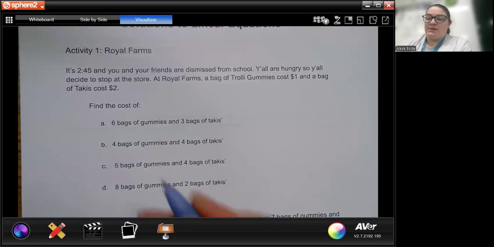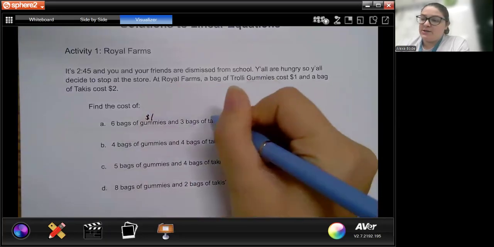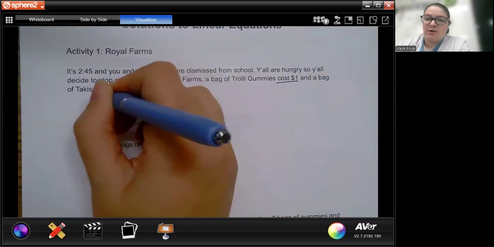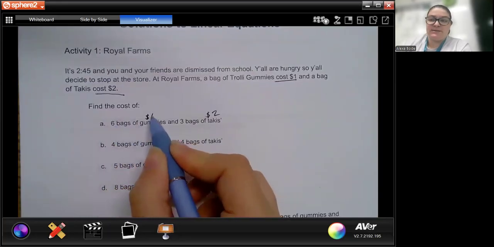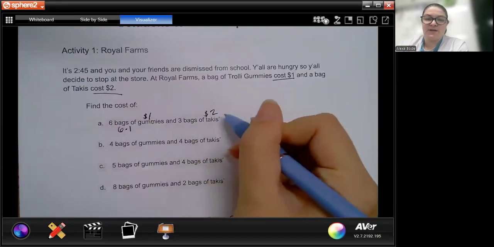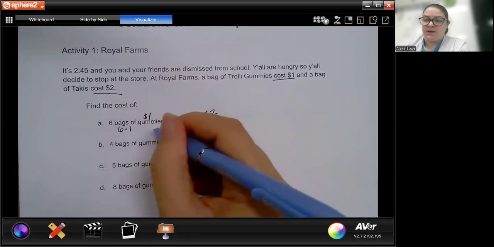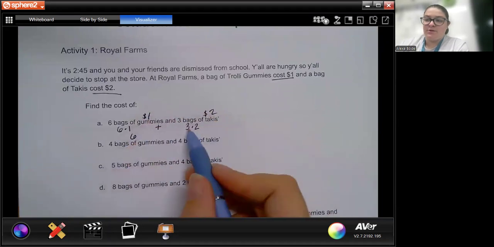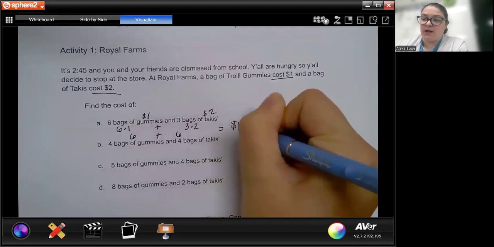Okay, so the way you should have done this is we know gummies are $1 each and the Takis are $2 each. That is what it told us up here in our word problem. So 6 bags of gummies at $1 each would be 6 times 1. 3 bags of Takis at $2 each would be 3 times 2. And then you would have to add them. So 6 times 1 is 6. 3 times 2 is 6. So together this would be $12.